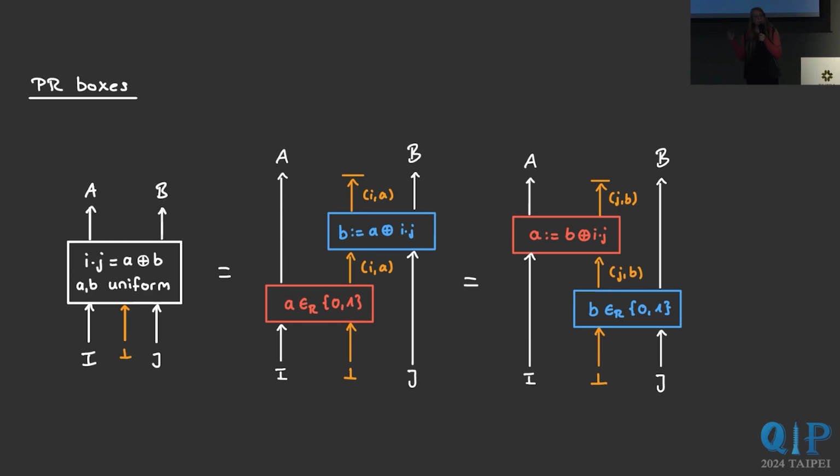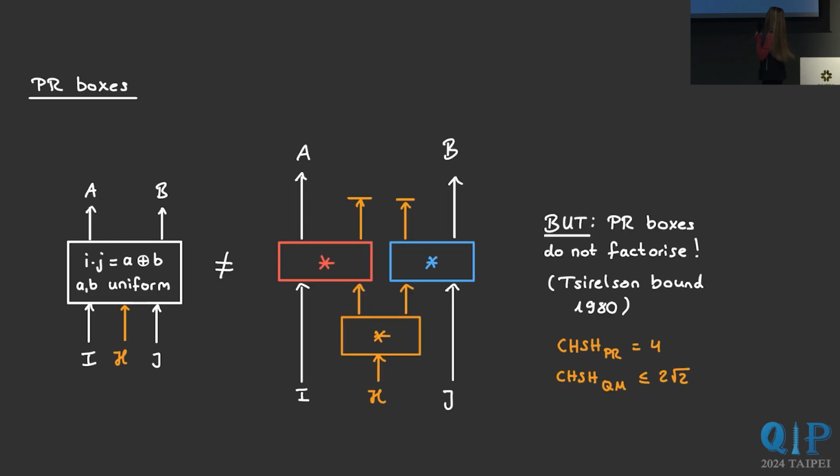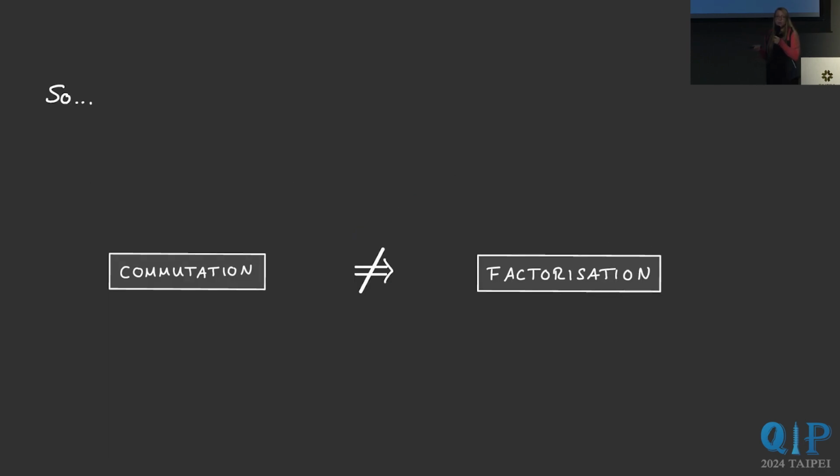Okay, so we have found commuting maps that implement the PR boxes. At the same time, we know we cannot write them as a tensor product because that would violate Tsirelson's bound. If we could write them as a tensor product, then we could play the CHSH game with these boxes. And as I said before, they reach a CHSH inequality violation of 4. But as Tsirelson showed, the maximum value you can reach with quantum mechanics is 2 square root 2. So this shows us there's no way we can write the PR box as a tensor product. So in this case, commutation apparently doesn't imply factorization.